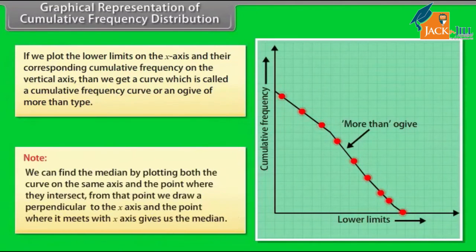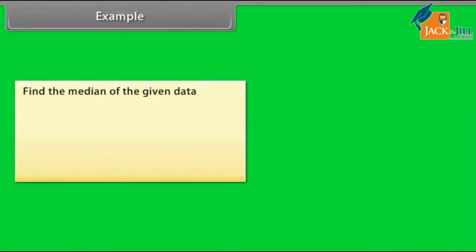Note: we can find the median by plotting both the curves on the same axis and finding the point where they intersect. From that point, we draw a perpendicular to the x-axis and the point where it meets the x-axis gives us the median. Example: find the median of the given data.